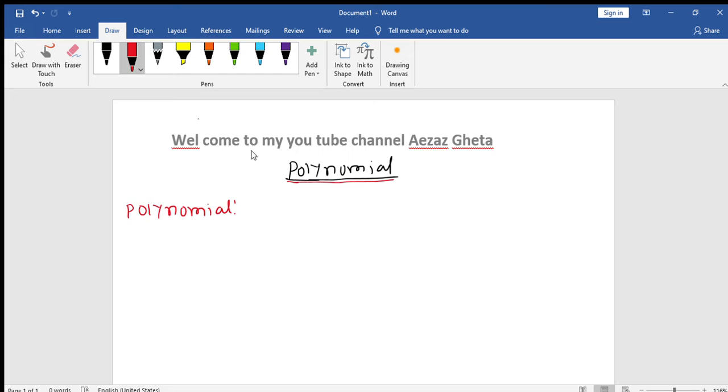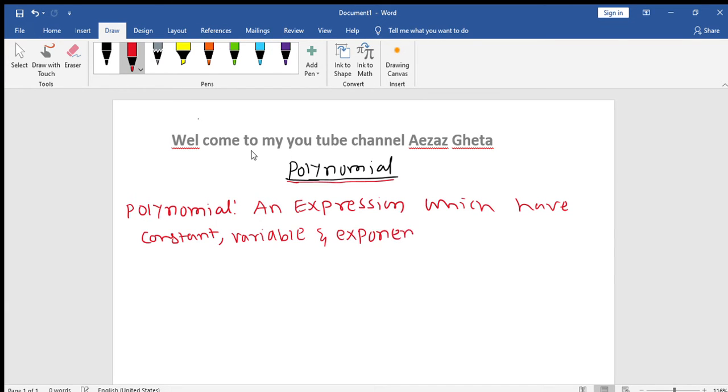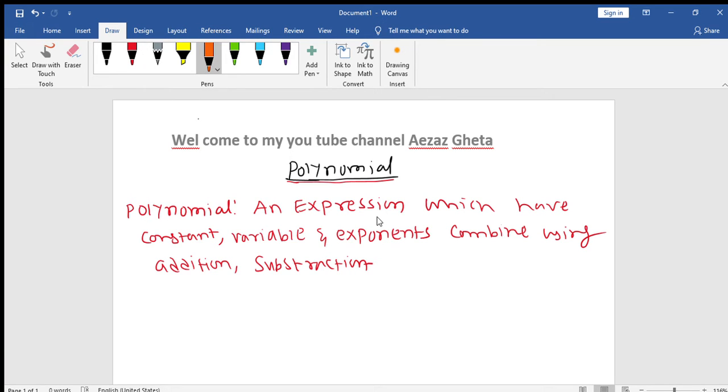What is polynomial? See, polynomial means an expression which is composed of constants, variables and exponents combined using addition and subtraction. So like an expression which has constants, like numbers, along with variables and exponents, combined using addition, subtraction. Those are called polynomials.